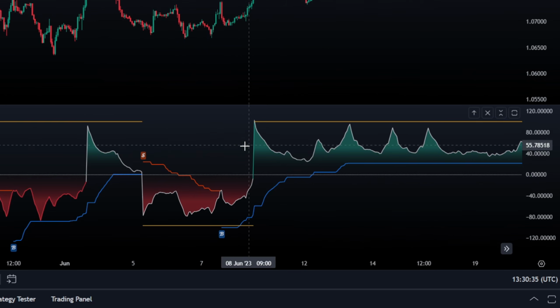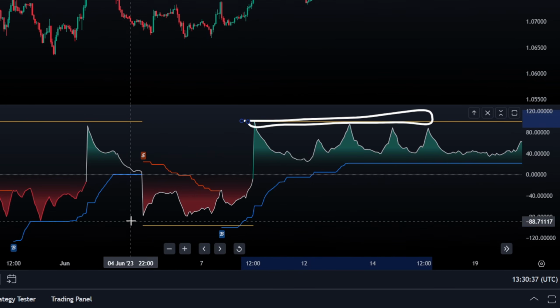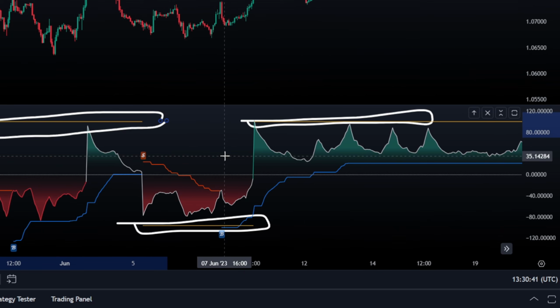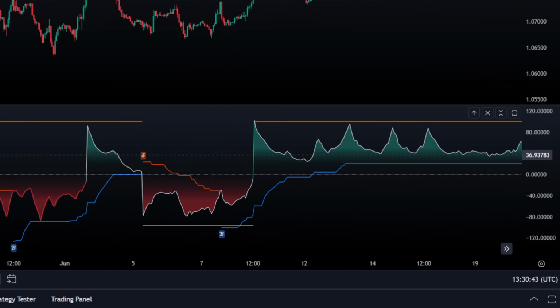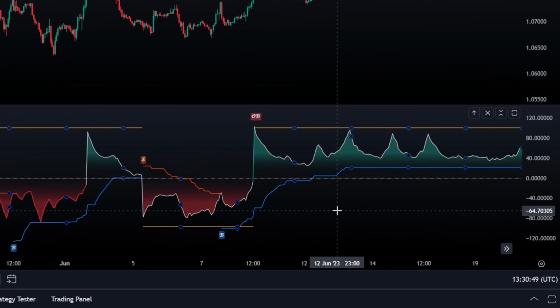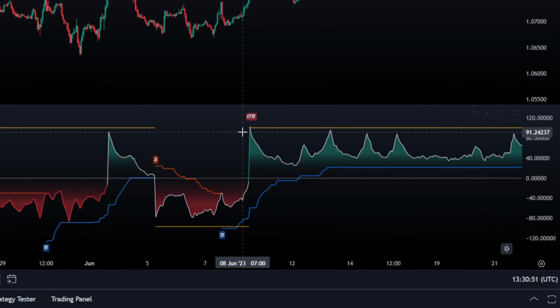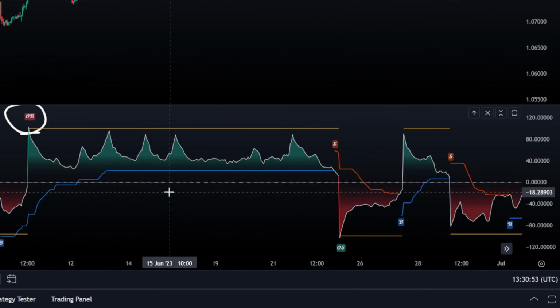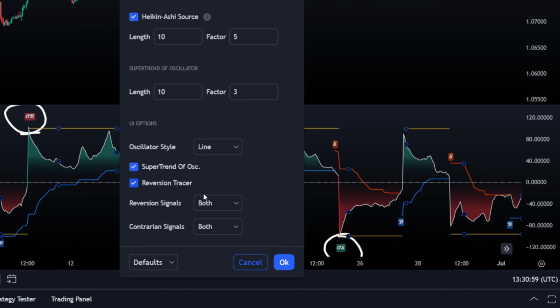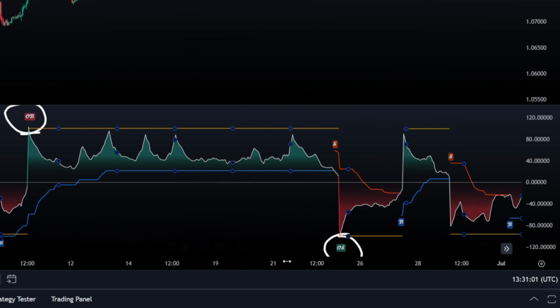We also have these yellow lines, which are reversion tracers. These are based on RSI and provide dynamic thresholds for overbought and oversold areas. Here in the settings of the indicator for reversion signals, if you turn on both overbought and oversold, the indicator will show overbought and oversold signals when the oscillator goes beyond these levels. I didn't find them very useful. We have better indicators for this purpose like RSI. So again, we go to the settings of the indicator and we turn off the reversion signals.